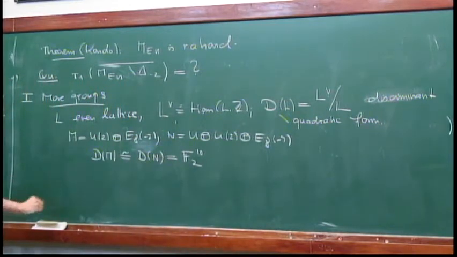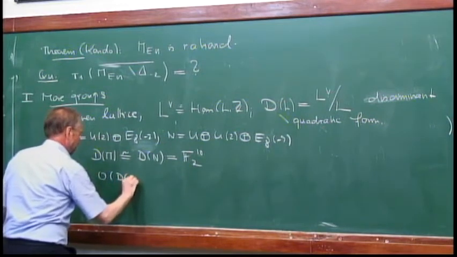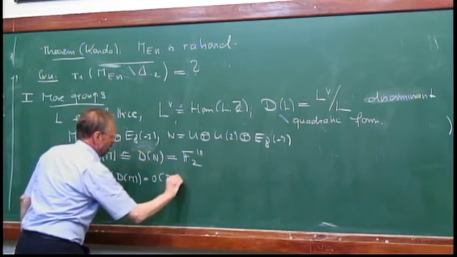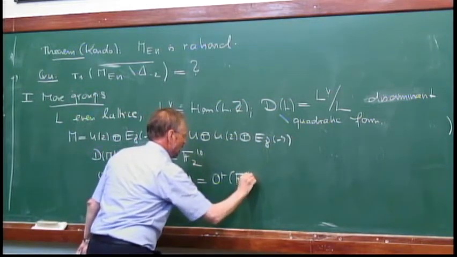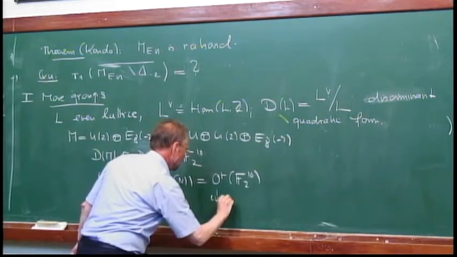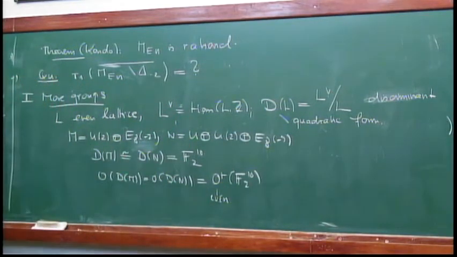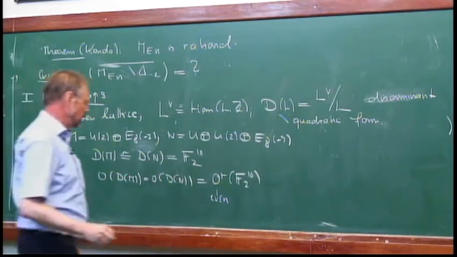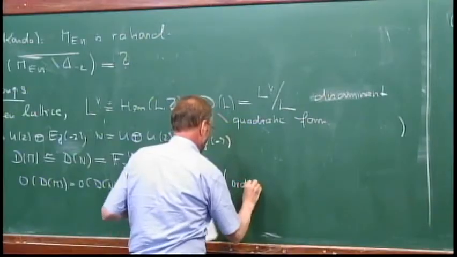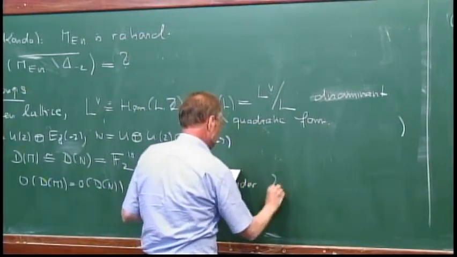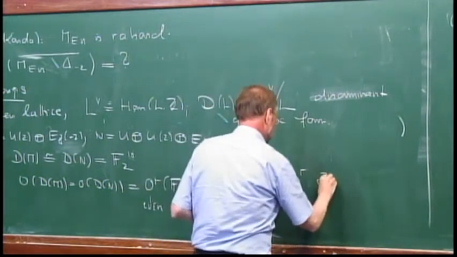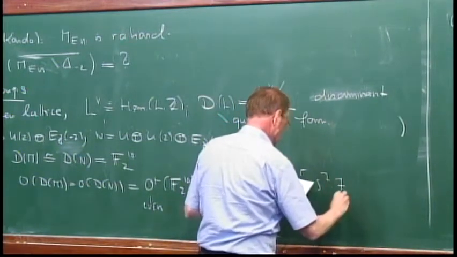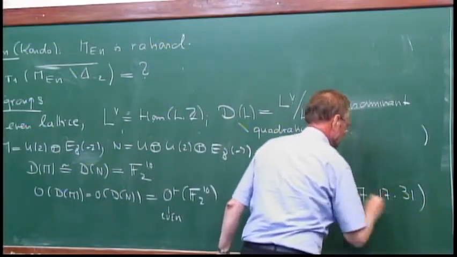And the orthogonal group is the even orthogonal group of F_2^10. In characteristic 2, one has an even and an odd orthogonal group. It's the even orthogonal group, and it's quite a big group. Its order is 2^21 times 3^5 times 5^2 times 7, 17 times 31.